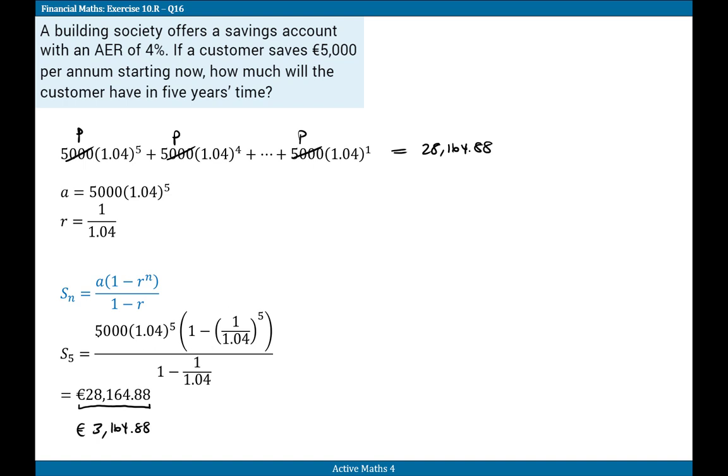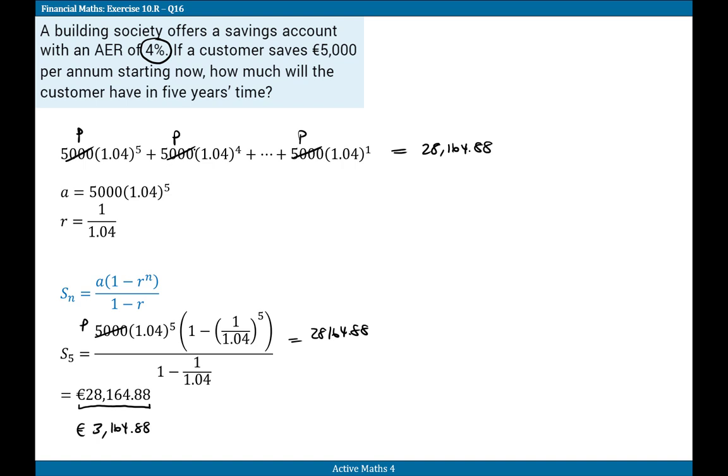So we would set this up the same way. We'd have a P here. We let that equal 28,164.88. We'll throw the whole left-hand side into the calculator, and then we'll divide that into the 28,164.88. The second way they'll make it more difficult is if they give us a yearly interest rate, but then tell us that it's compounded monthly.